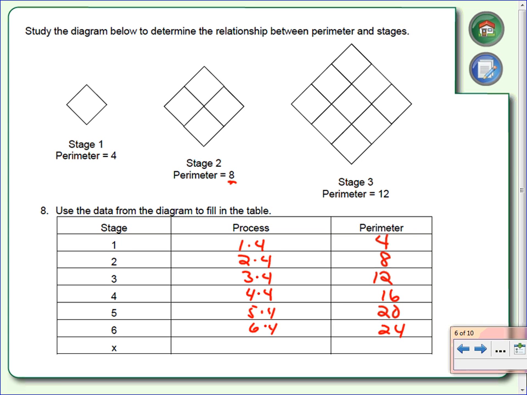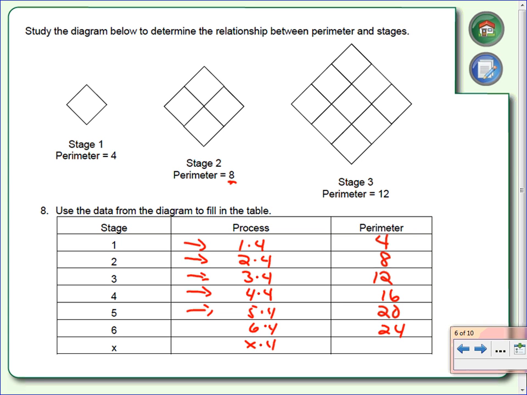Now notice this last one here, they didn't give me a number. What they gave me was a variable, a letter, the letter x. I want to go ahead and do the same thing I did with the others. What am I going to write for the process here? Well, notice what we did on the other ones, guys. Here we did 1 times 4, 2 times 4, 3 times 4, 4 times 4. So right here we should be putting x times 4.